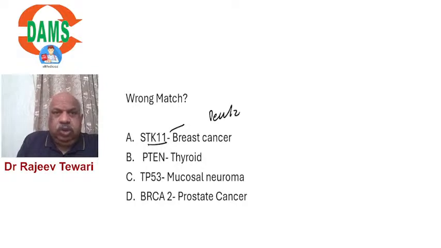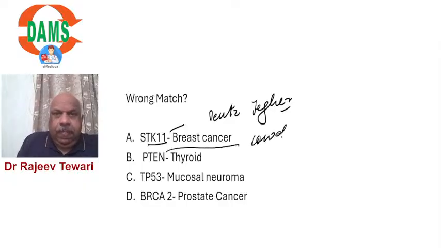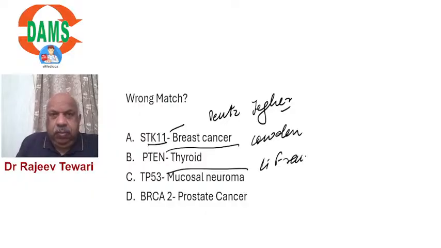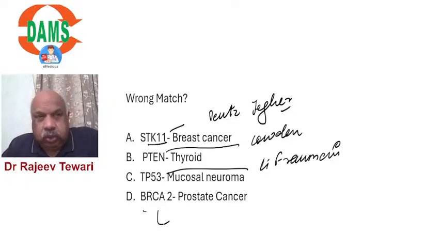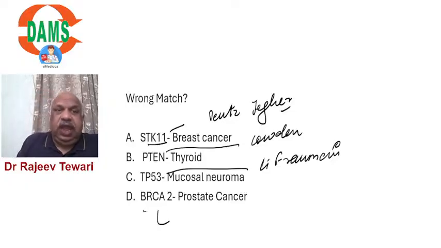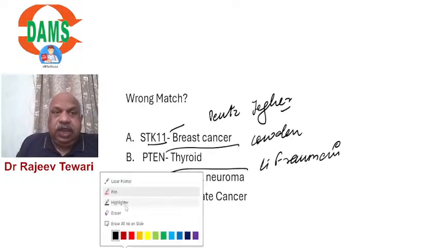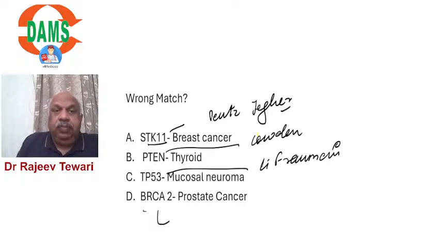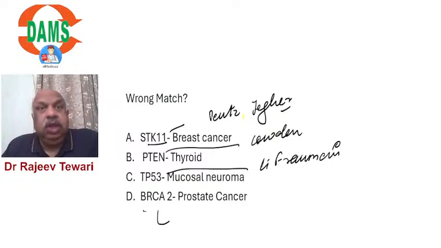STK11 is Peutz-Jeghers, PTEN is Cowden, this is Li-Fraumeni syndrome, and this is of course breast ovary syndrome. So Peutz-Jeghers can have breast cancer, can have lung cancer, can have testis and ovary cancer, sex cord, and pigmentation on the lip and GIT cancer.